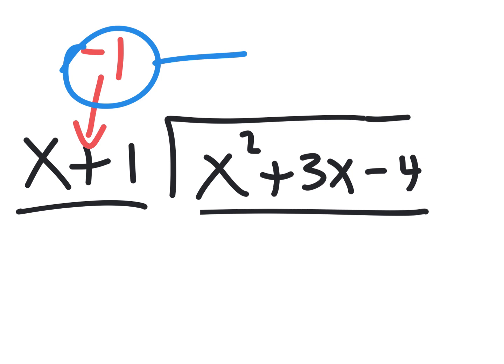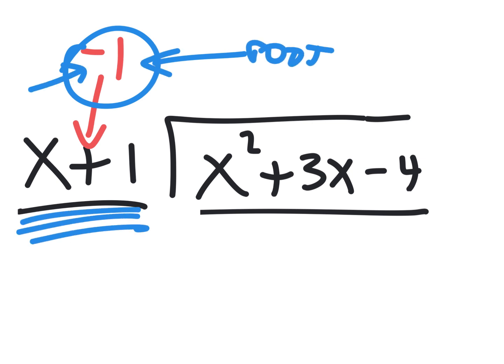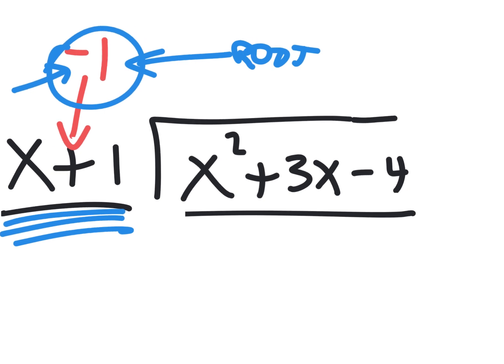Because this is what's called the root. That's the factor, that's the root. Do you get what the root is then? All right, so if -1 is a root, in your head, figure out if that actually equals 0. Does that equal 0? No. Then -1 is not a root.